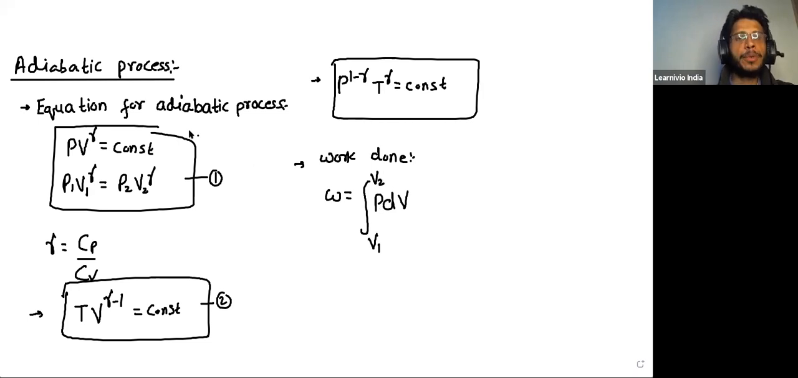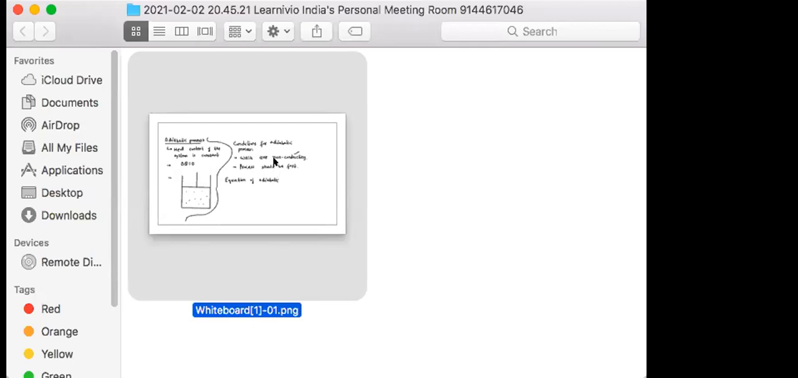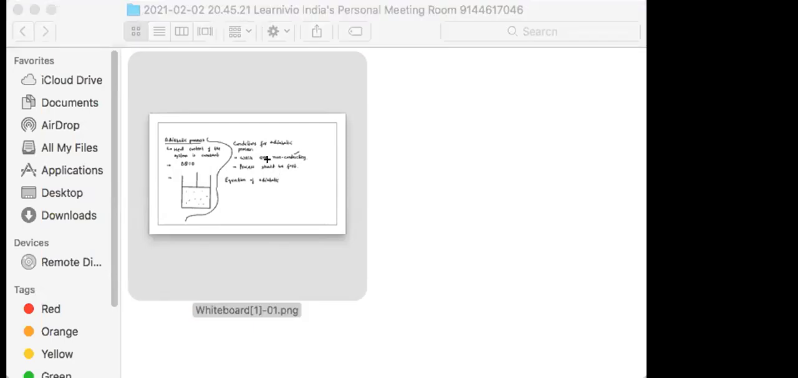Sir, can you show the previous slide? Yes, just a second. I have to go back. That's the first one, Fazil, the first equation. Okay, sir. Thank you.